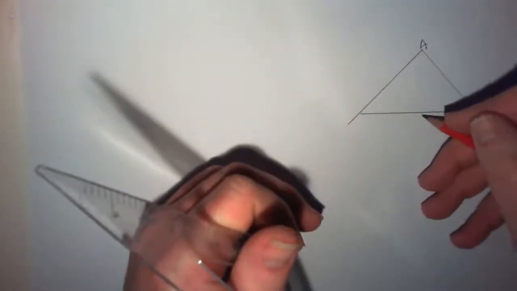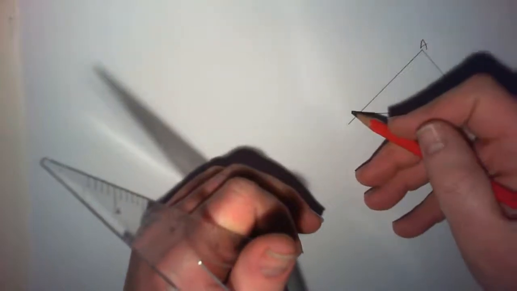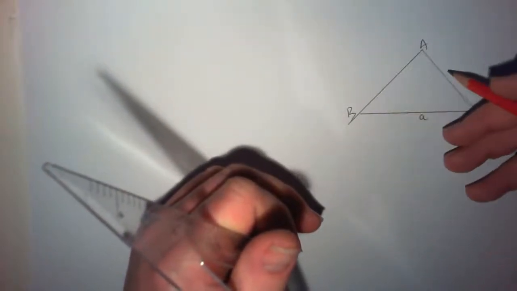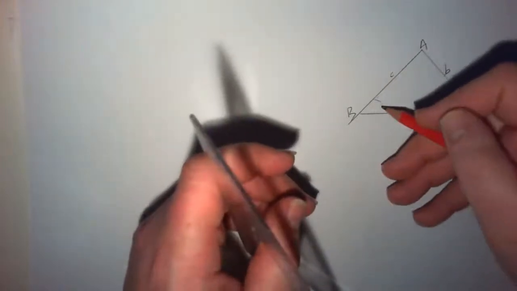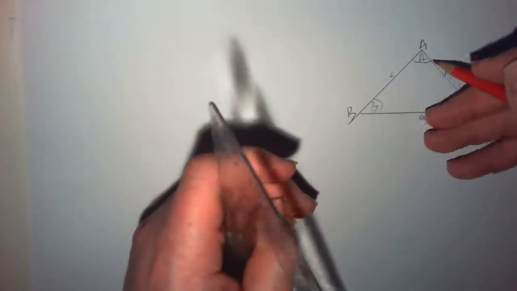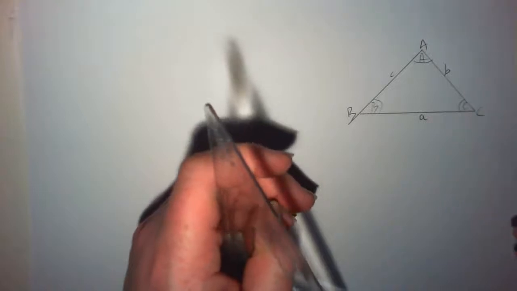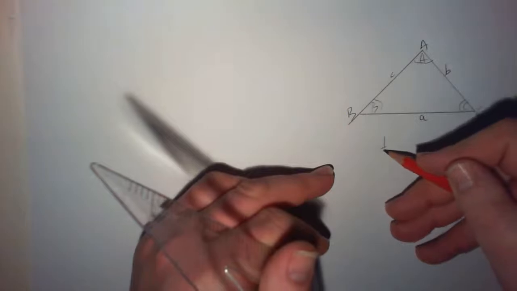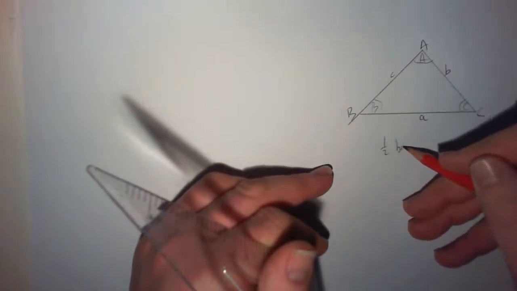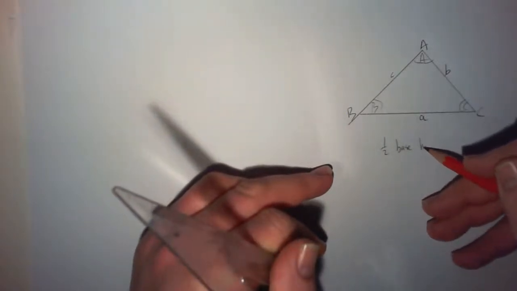So here we have a triangle. Let's do the usual. There's A, there's B, and C, and there's C. So that gives you the angle of B, angle of A, the angle of capital C. Okay, so the area of a triangle, as we know, is half the base by the height.